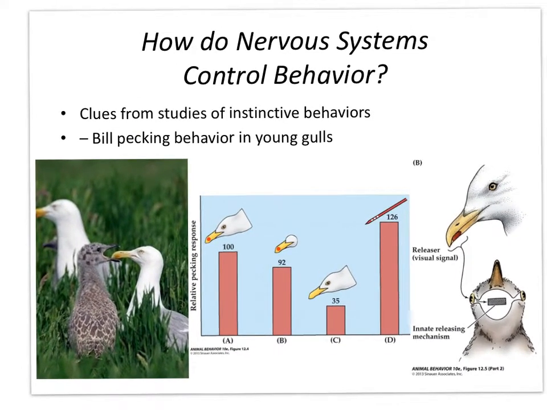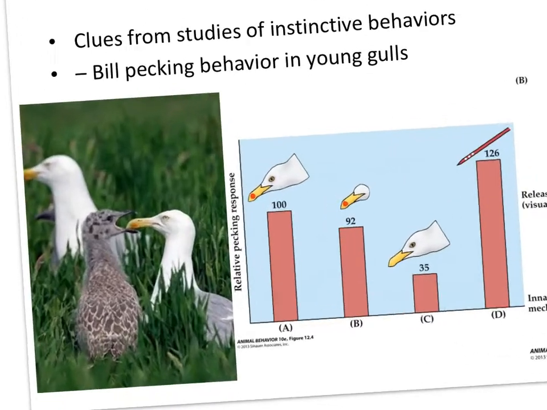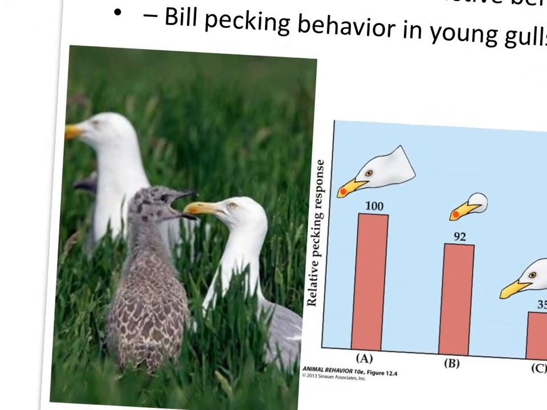Okay. And, of course, what happens is, if we look over here, this is the mechanism. It makes the young one open its mouth. Now, that itself is another releaser. What does it cause the adult to do?